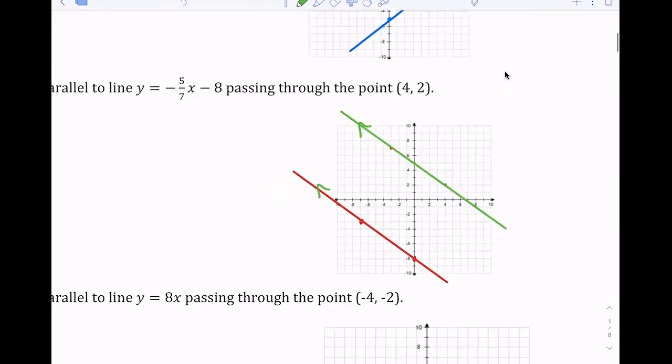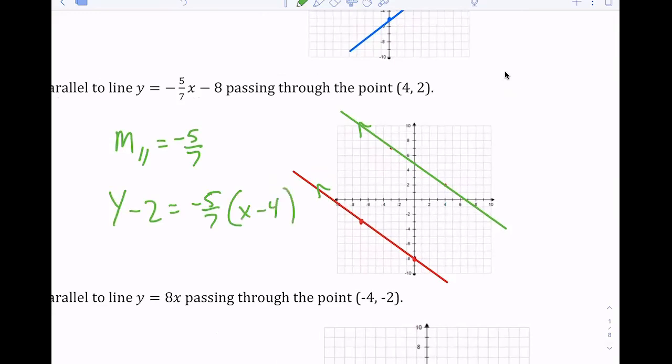All right. So now I need everybody to write the slope of the parallel line is what? Negative 5 over 7. So now we're going to write the equation. Y minus 2 equals -5/7 times x minus 4. Yep, exactly. Nothing to it.